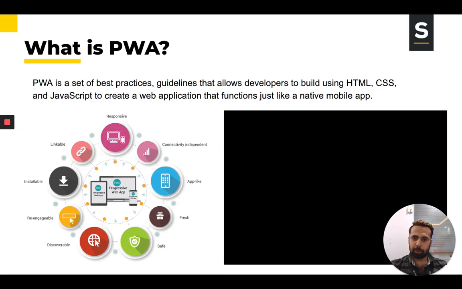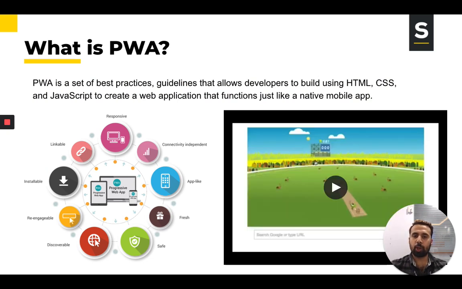Now, what is a PWA? It isn't a new framework or technology. It is a set of best practices to make a web application look and function just like a mobile application. The goal here is to have an experience so uniform and seamless that the user is unable to tell the difference between a progressive web app and a native application. Now, let us look at a quick video.